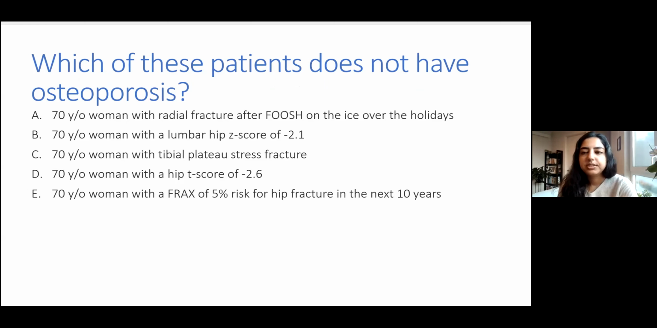Okay, so let's do a little poll. Tell me which of these patients does not have osteoporosis. So utilizing our definitions for osteoporosis, who does not?